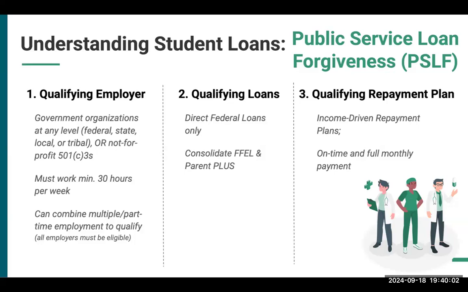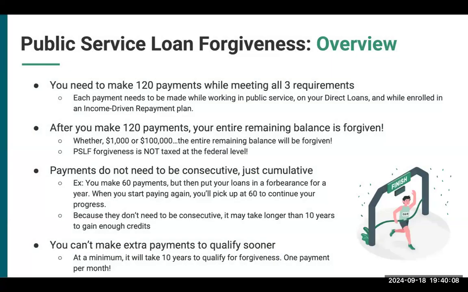So you need to satisfy all three of these things simultaneously and make 120, okay, of these payments while meeting all three of those requirements. So each payment needs to be made while you're working in public service for a qualifying employer, on your direct loans, and while enrolled in an income-driven repayment plan. After which point, right, you reach that 120 and the remainder of your balance is forgiven.